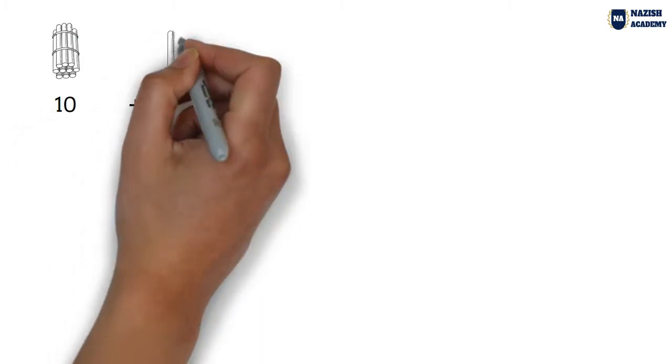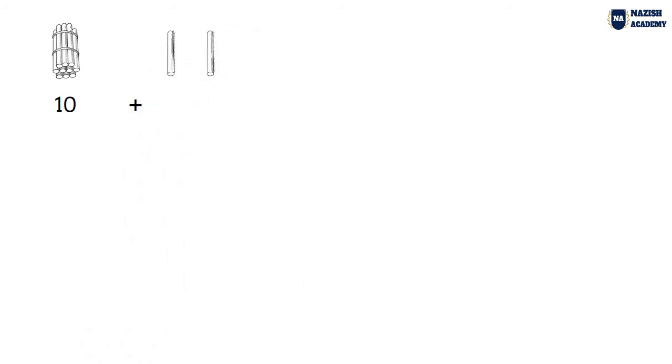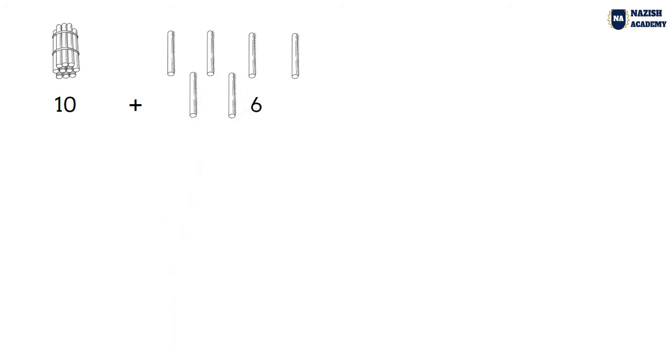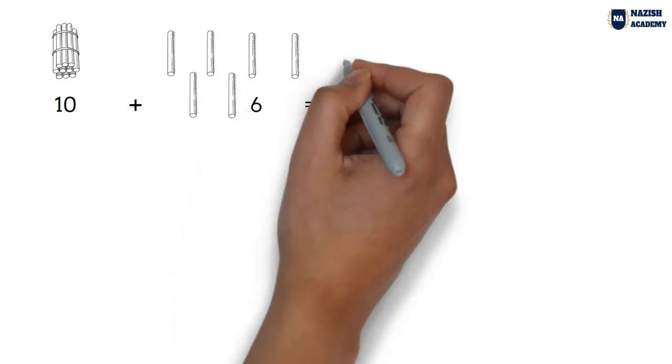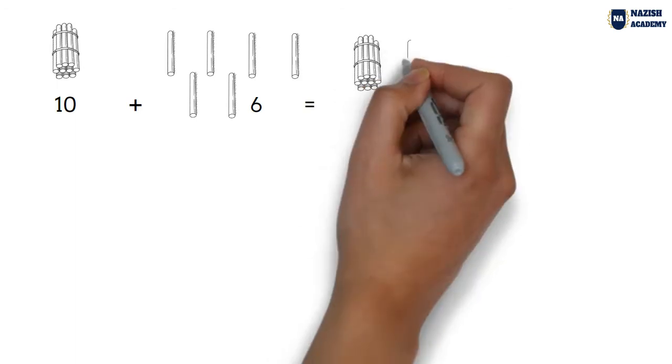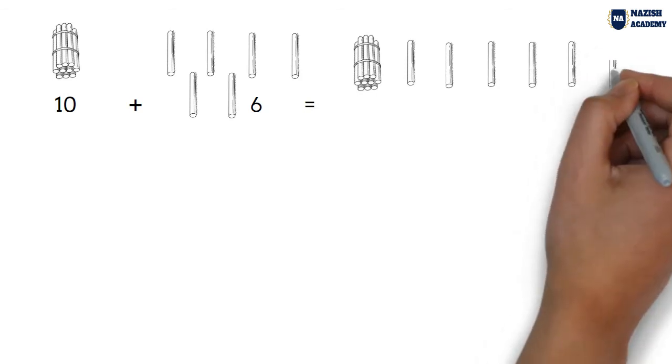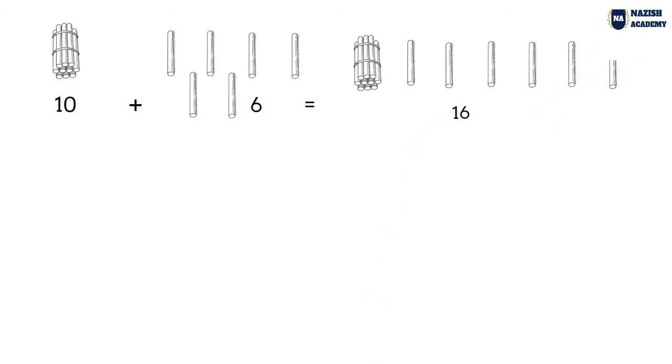10 sticks plus 1, 2, 3, 4, 5, 6. 6 more sticks. 10 sticks and 6 more sticks. How many sticks are there? 10 and 6 sticks, it means there are 16 sticks. 10 plus 6 is equal to 16.